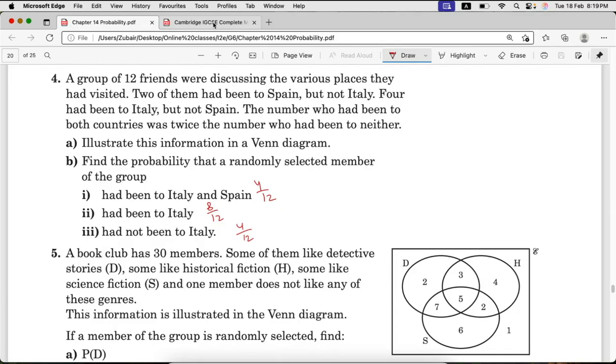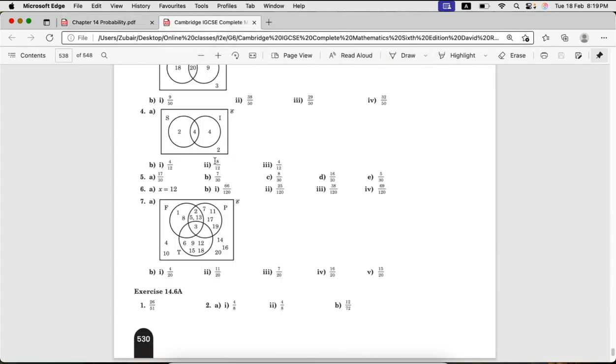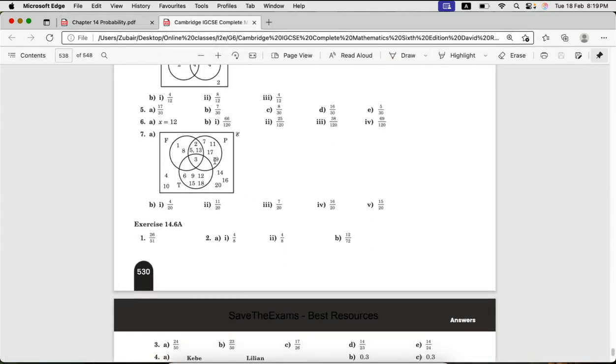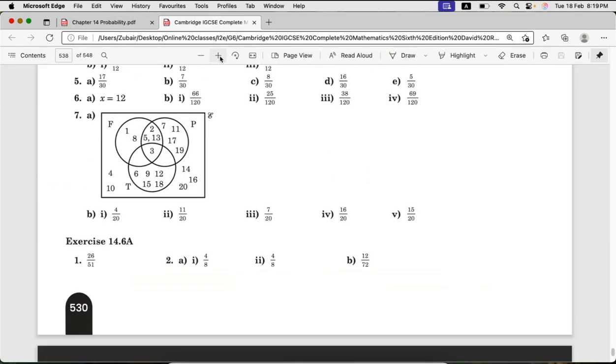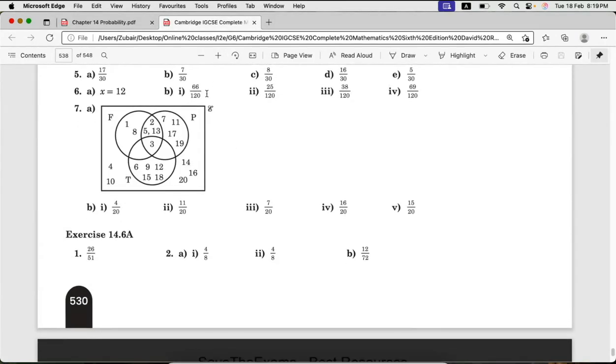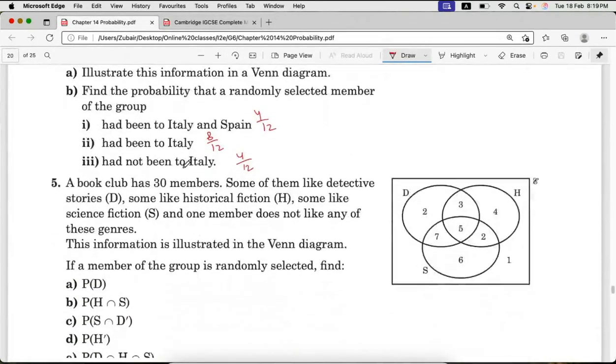Let's see. Question 4B. 4, 8, and 4. Correct. Are these okay? Yes, sir. Okay. Question number 5.